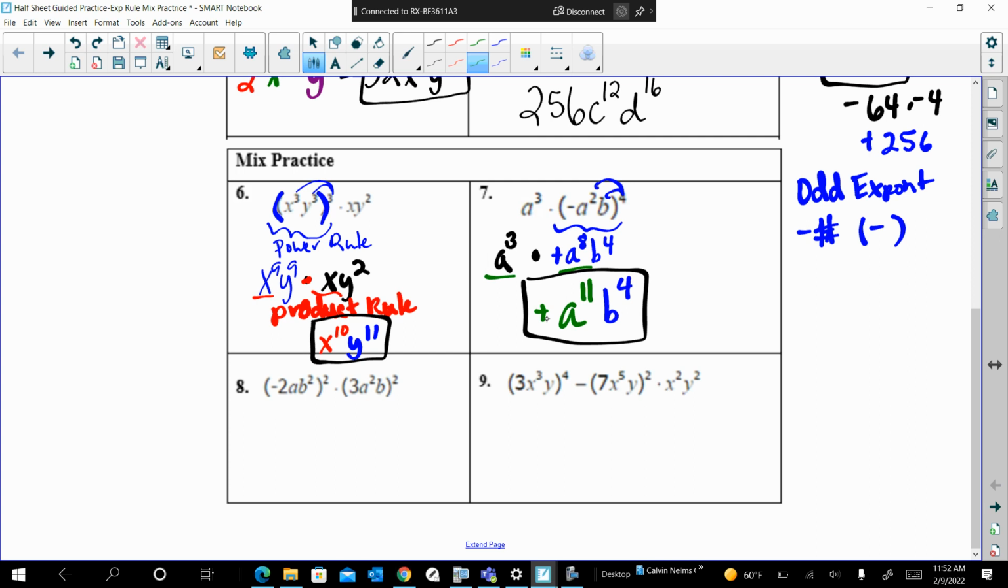All right, so on 8, we've got 2 sets of parentheses. So I'm just going to do the first set first, basically. Just do the power rule to each term.